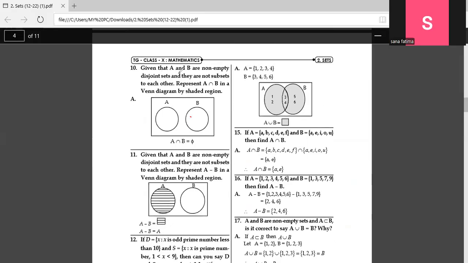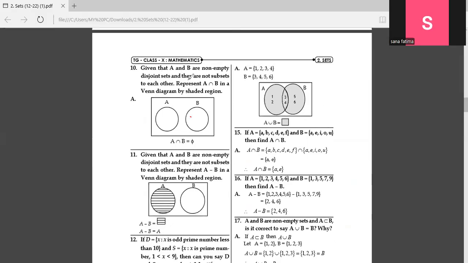Now, given A and B are non-empty disjoint sets, they are not subsets of each other. Represent A intersection B in a Venn diagram by shaded region. A intersection B means nothing is there in common. It is completely a null set. So you have to draw like this: just a box, and inside that A, and inside this B.